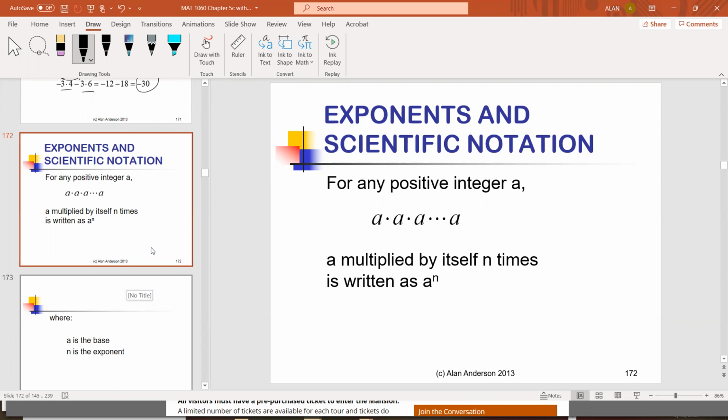Or what about 3 to the 1st power? That's just 3. Whereas 3 squared, I have to write it like that. Okay, so here, the 1 is not absolutely necessary. It's understood that the exponent is 1.